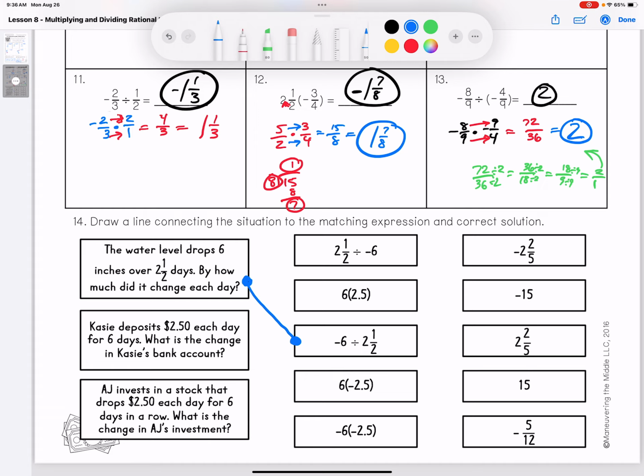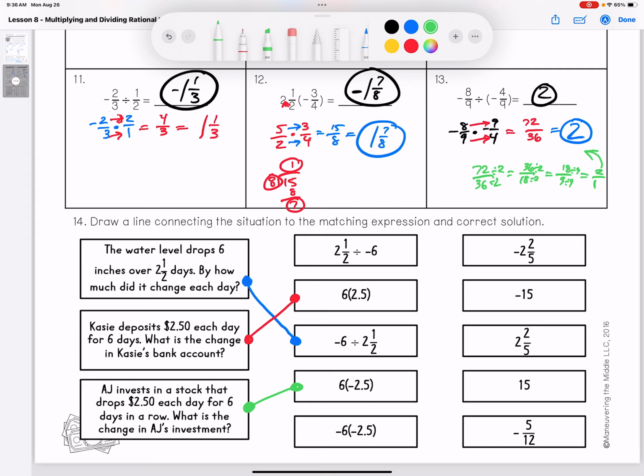Next question. Katie deposits $250 each day for 6 days. What is the change in her account? So she did 6 times 2.5, because she did $250 each day times 6 days. And the last one, AJ invests in a stock that drops. So it's negative each day for 6 days in a row. So we need to know the change. So that would be 6 days times negative 2.5 because it went down $2.50. I found it. There it is.